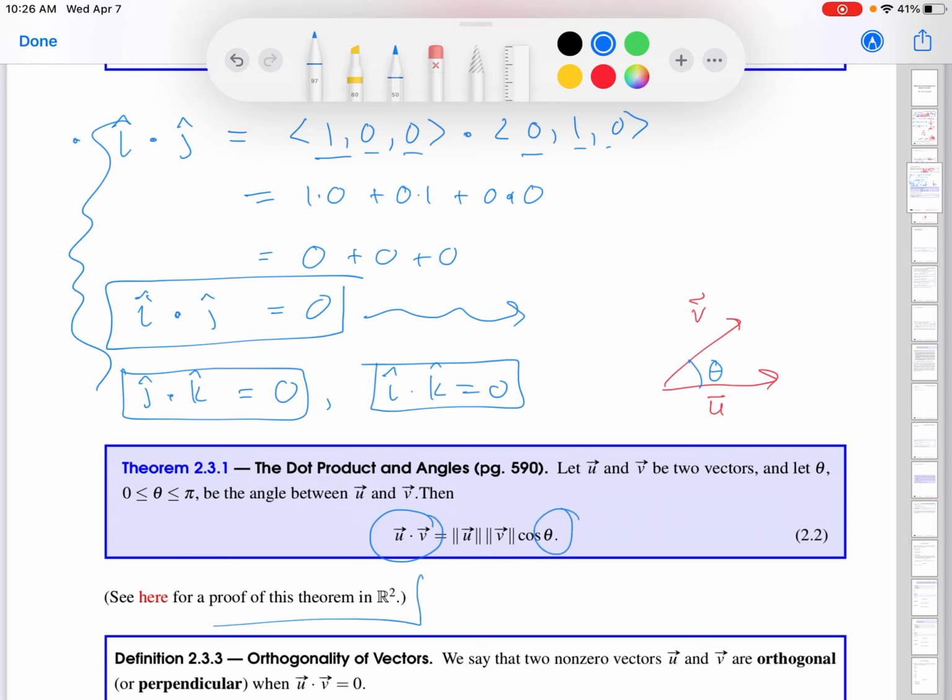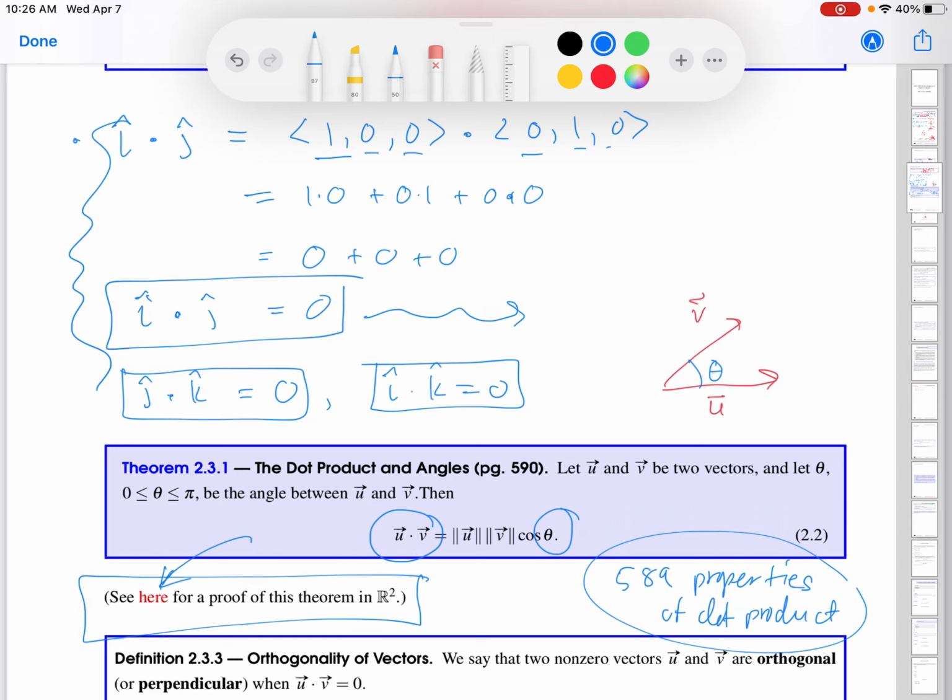There are various ways to prove this theorem. This link, if you follow it, you will see a proof of this theorem in R2. It's a little easier to visualize than a proof in R3. But if you are adept enough with the vector arithmetic that we just talked about in the previous video, and some additional properties of the dot product, which you'll find on page 589 of the textbook, then you will be able to do this proof without needing to visualize anything. So I encourage you to check out that part of the textbook to see what those properties are.